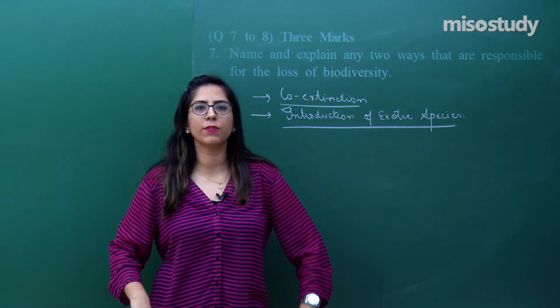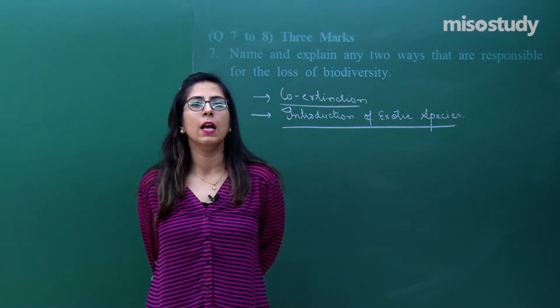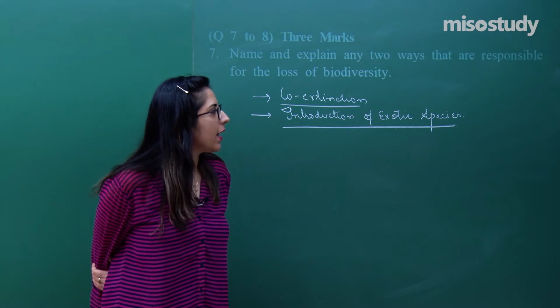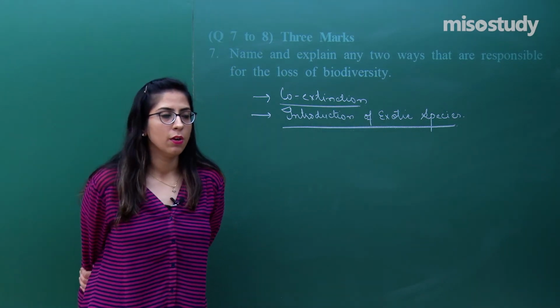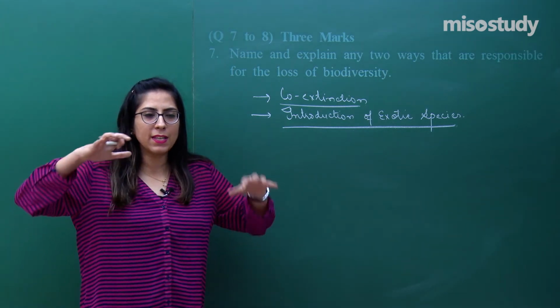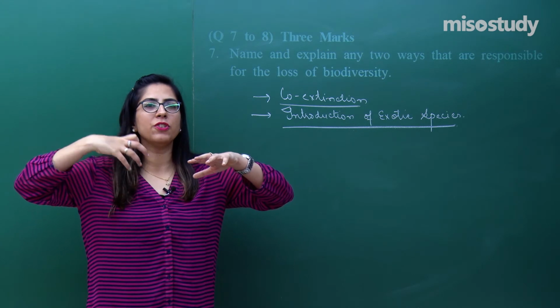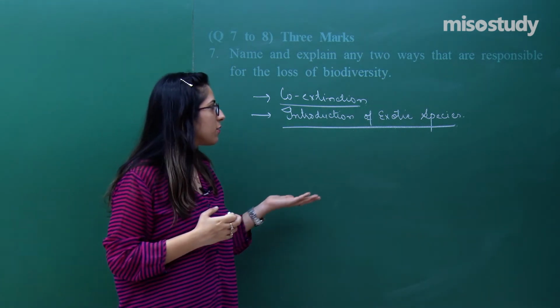Next is the introduction of exotic species. We have discussed Eichhornia, which is also called water hyacinth. This water hyacinth is a major problem that we are facing today. Because of it, the water bodies become stagnant, and even the ships are not able to move from one place to another. That is the exotic species.